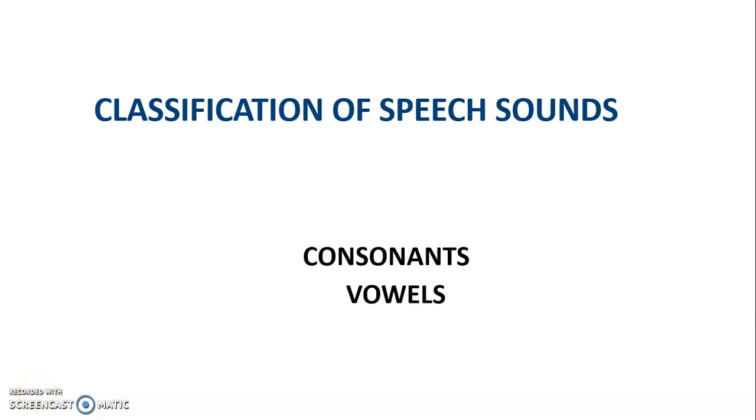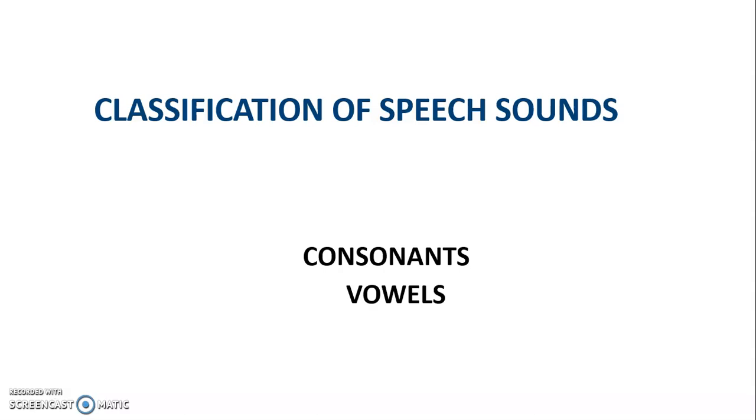Last class we studied the organs of speech, and we distinguished between active articulators and passive articulators. Active articulators are those which are capable of movement. For example, the tongue, which is very movable, the soft palate or velum, and the lips. And the passive articulators are those which can't move. For example, the teeth, the alveolar ridge, and the hard palate.